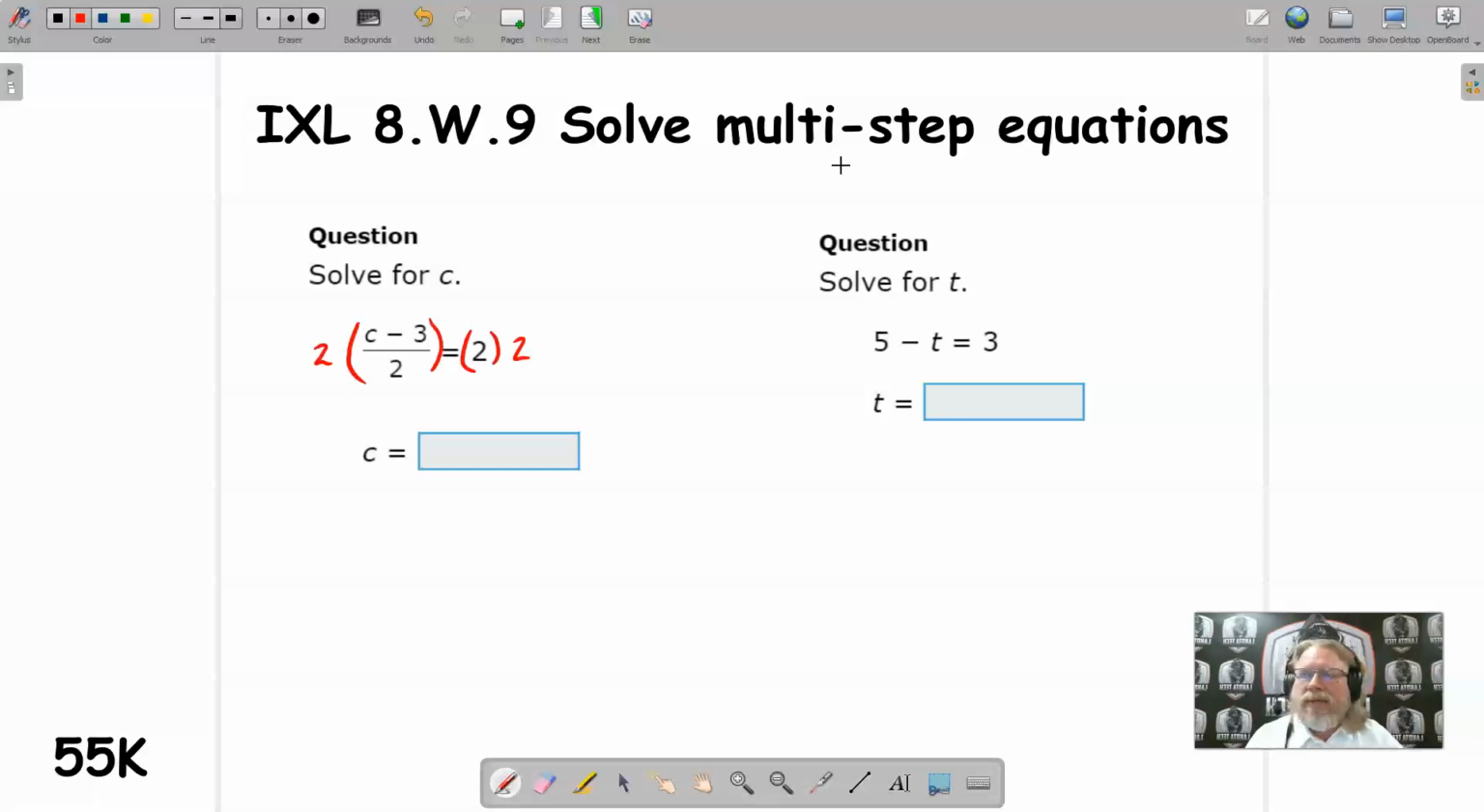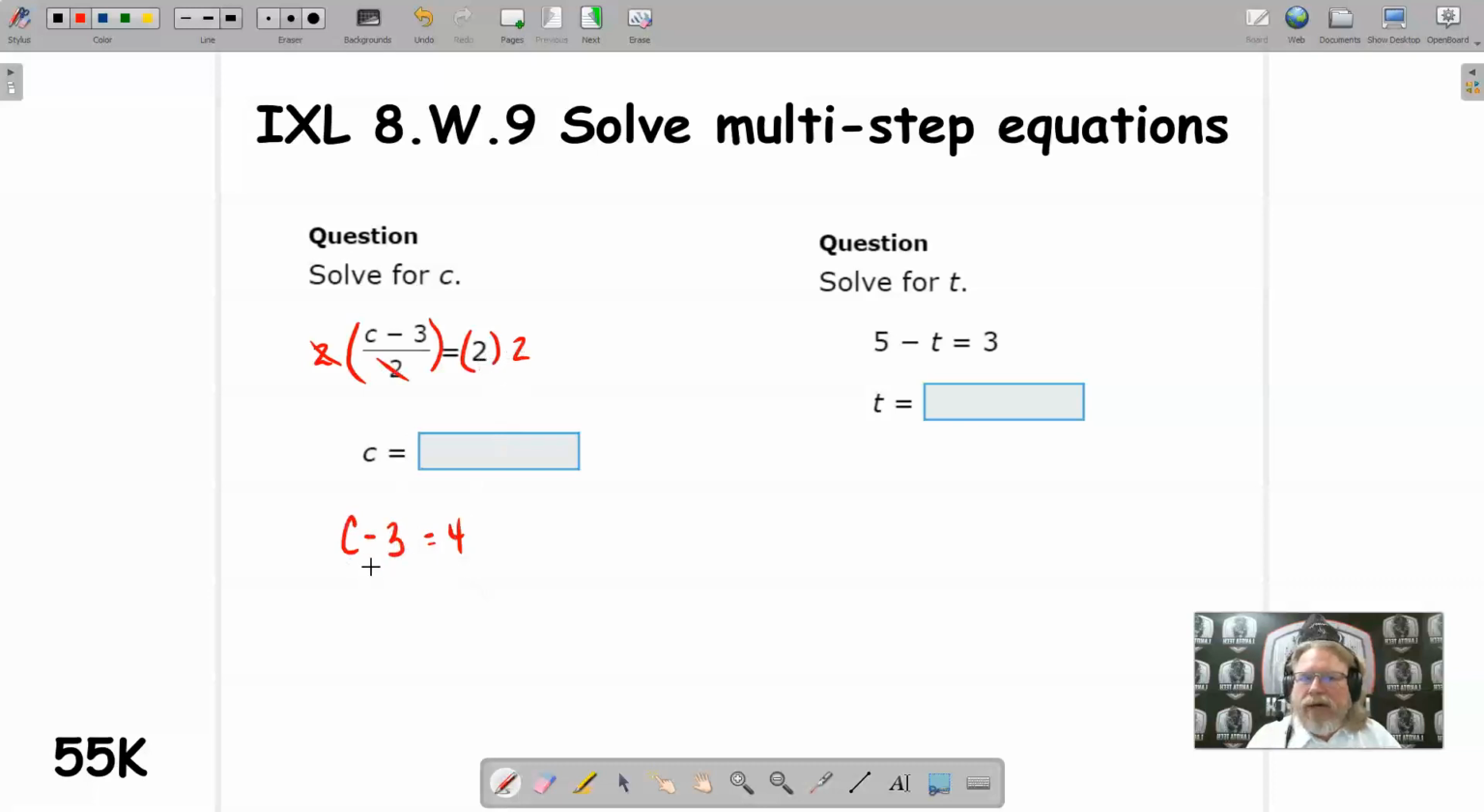Now, this is a multi-step equation, so it's going to take more than one step to solve it. Our first step is going to be to multiply both sides by 2. The 2's are going to cancel each other out on the left and leave us with c minus 3. And then 2 times 2, well, that's 4, right?